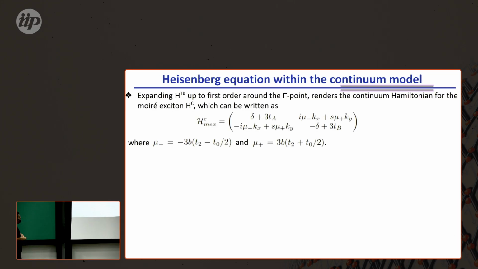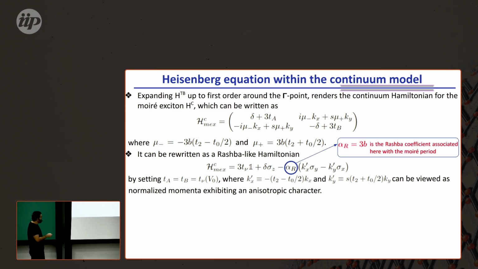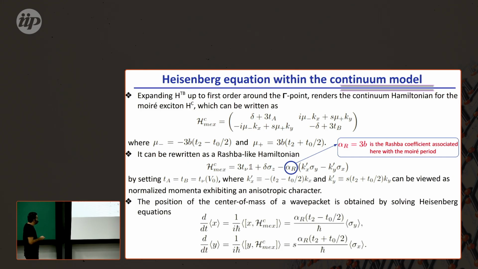And to predict this, we Taylor expand those tight-binding models. As you can see, it looks like a continuum model with a certain anisotropy, since m minus and m plus are different. And moreover, this looks like a Rashba-like term. And this is nice because it gives us some connection with those cyclotron-like orbits, because we didn't apply any magnetic field. And in our case, this Rashba coefficient is related to the Moiré superlattice period.